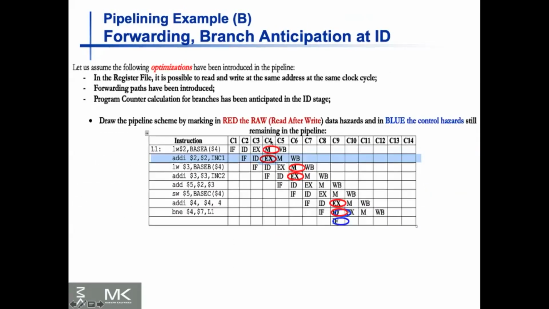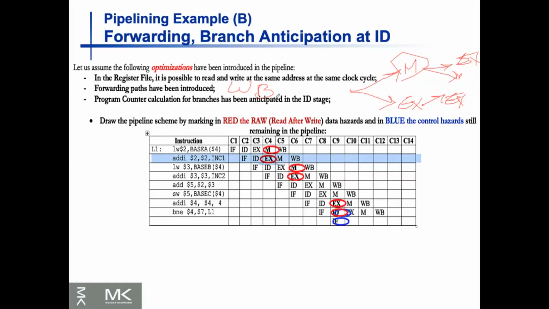That's what it tells us. So the first one is telling us that it's possible to read and write at the same address in the same clock cycle, okay? The second one is forwarding. Now, instead of waiting for write back, for all the instructions except load, I'm able to forward my results from X to X. Except load, which still has to wait, mem to X, or mem to mem, depending on the scenario.